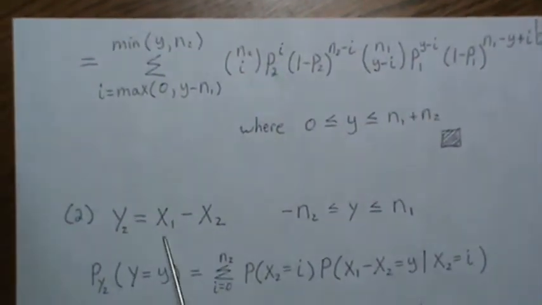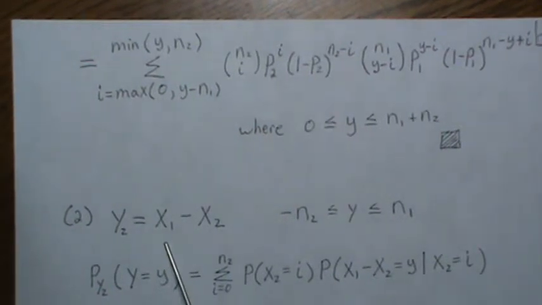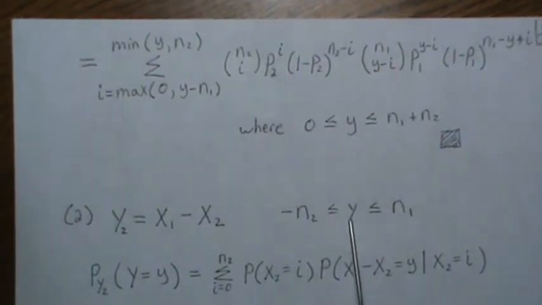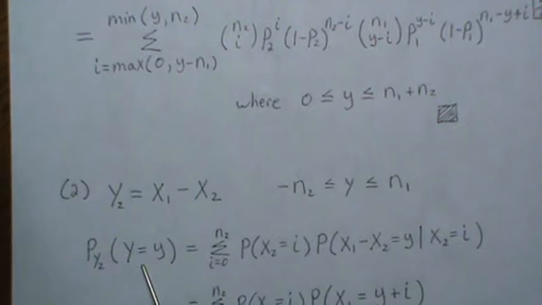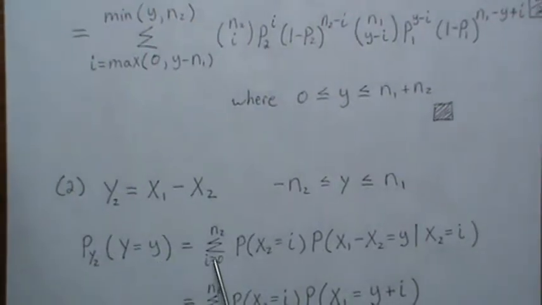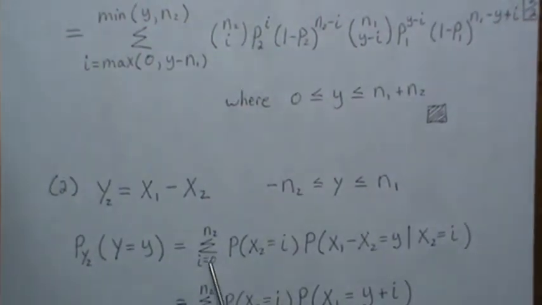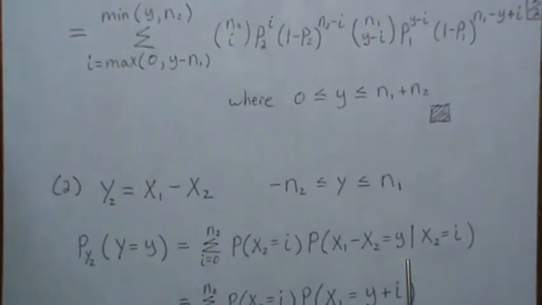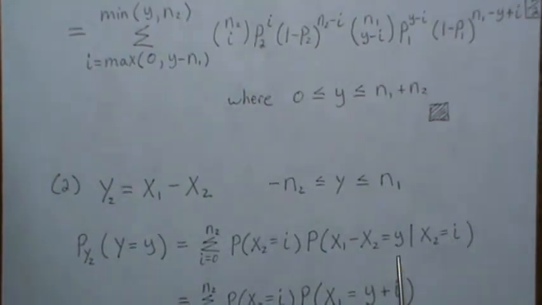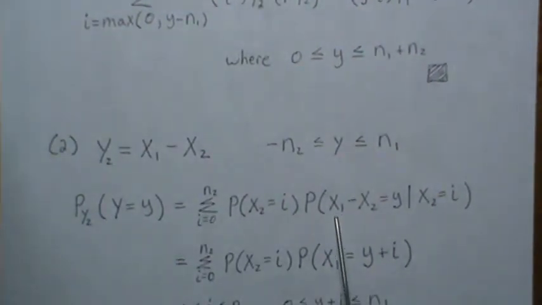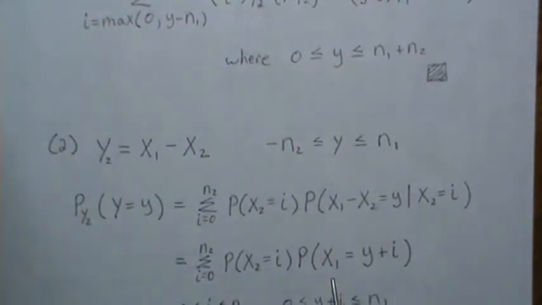Now let's look at Y2. We know Y2 can take on values between minus n2 and n1, but let's find the distribution of Y2, which is the probability that Y equals little y. Again, we use that trick where we introduce an X2 variable and sum over all possible values, and we transform it into this conditional distribution. Then since X2 is i, you can plug it in and take it over, and it becomes X1 and X2, which are independent, so you can break them apart and it becomes this.